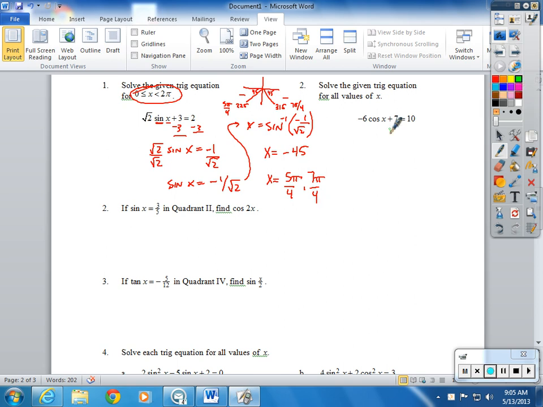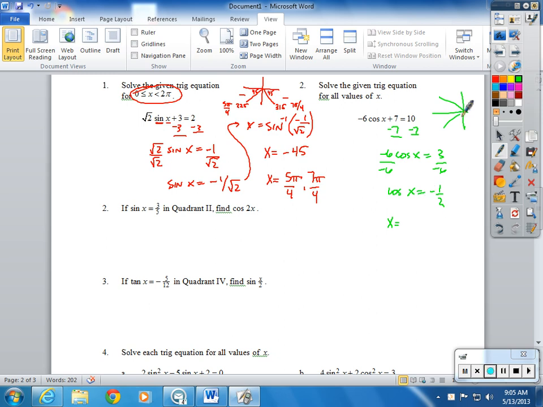Okay, next one here, same thing, minus 7 from both sides, so negative 6 cosine of x equals 3, divide by negative 6, so cosine of x equals negative 1/2. So two answers for this. Where is cosine negative? Cosine's negative in 2 and 3. So we're looking at the second and third quadrant. Okay, and negative 1/2, that's unit circles, so you don't have to do inverse cosine, but you could.